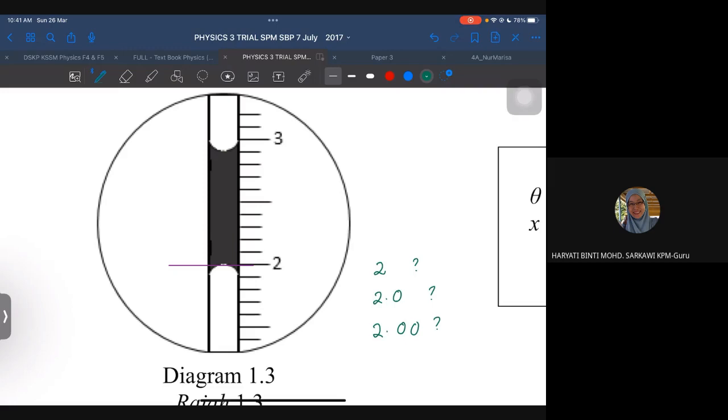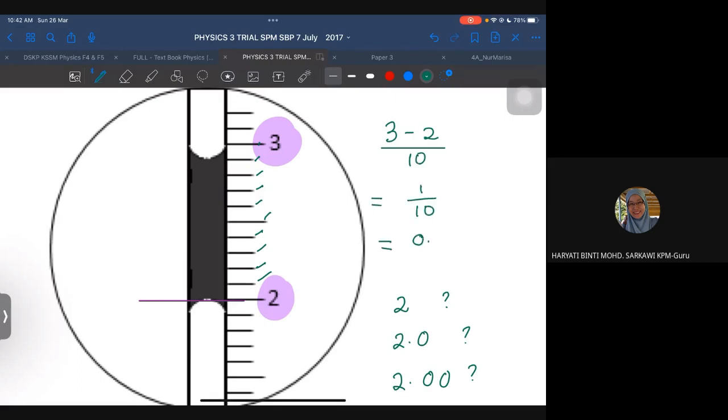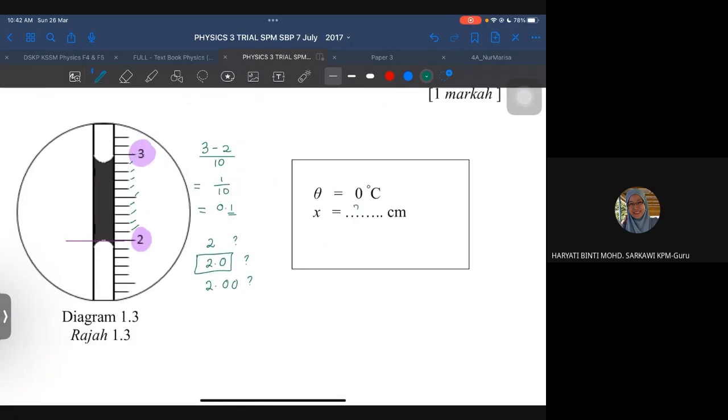To decide whether to write decimal places or not, you better look at 2 points on the measuring instrument. Just like this, 3 and 2. What you need to do is subtract, 3 minus 2. Then you divide by how many divisions are in between these 2 points. So here you count: 1, 2, 3, 4, 5, 6, 7, 8, 9, 10. So divide by 10. So 1 divided by 10, your answer is 0.1. That means you must have 1 decimal place. So the correct answer is 2.0. So you write here, 2.0.